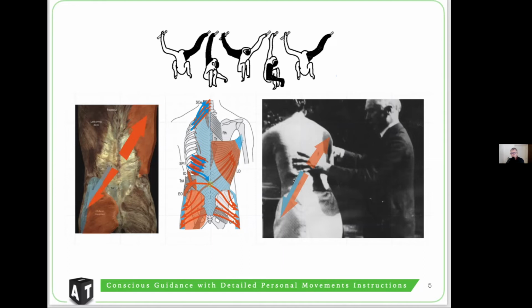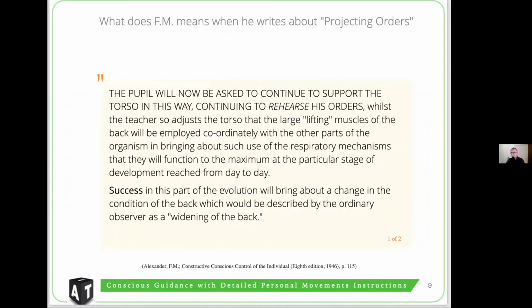No, we want to see that marked change in the back. We want to see it, and from there, well, you will find that there are many ways where success can be assessed not by the teacher, but by the pupil herself.